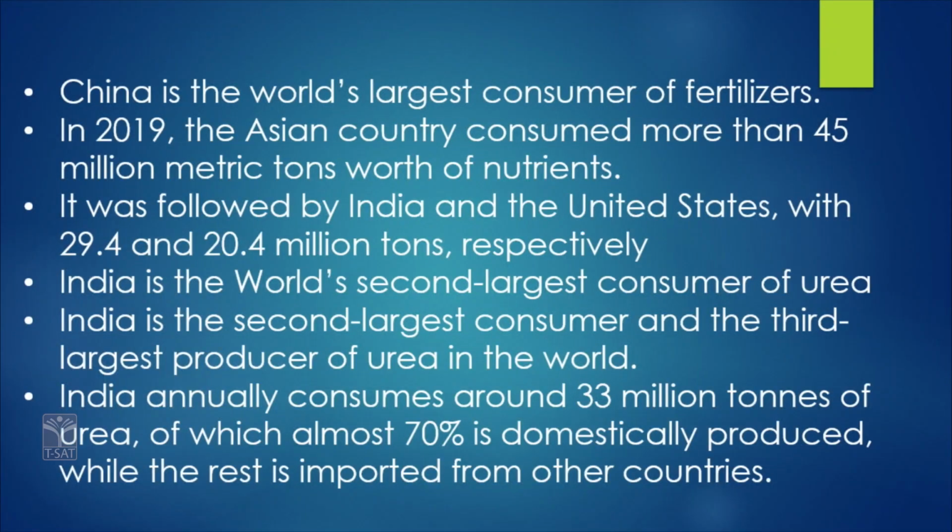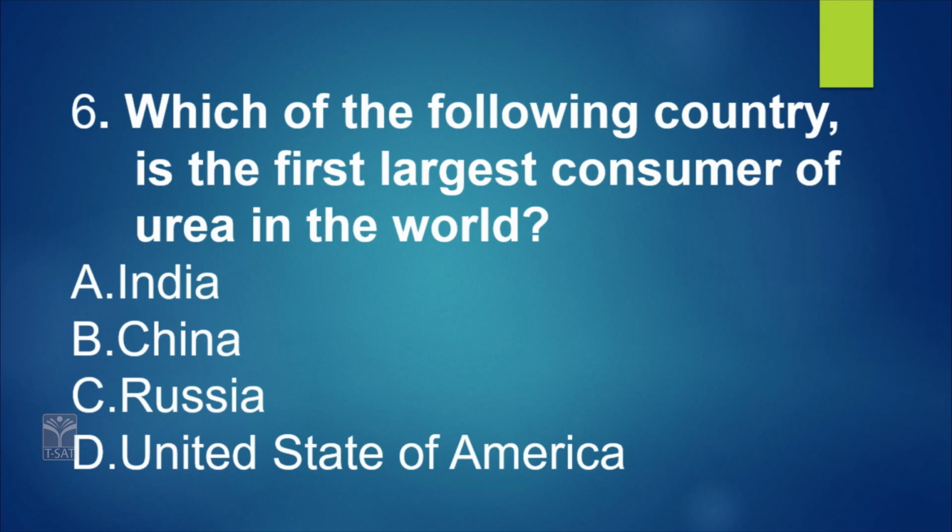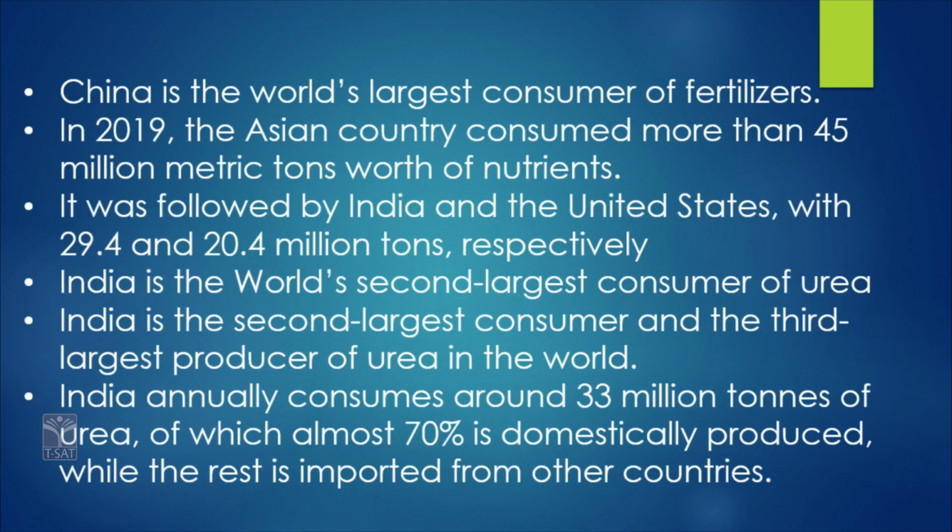So, China is the world's largest consumer of fertilizers. So, which option is correct? Option B is correct according to the question, but you have to learn some other information. In 2019 the Asian country consumed more than 45 million metric tons worth of nutrients. It was followed by India and the United States with 29.4 and 20.4 million tons respectively. So, the most urea consuming country is China, second place is India, and third place is United States.